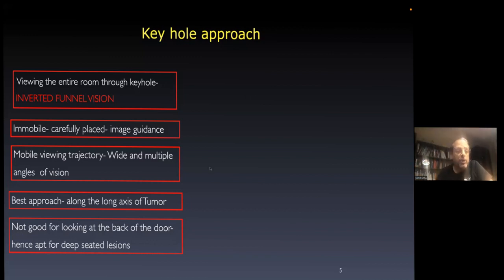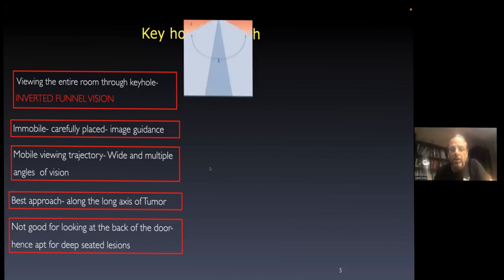In my subsequent slides, you draw a long axis along the two ends of the tumor and then project that long axis. This is one of the other principles. Of course, the keyhole is not good at looking at the back of the door. So this is not a good approach for superficially situated convexity meningiomas and similar other lesions.